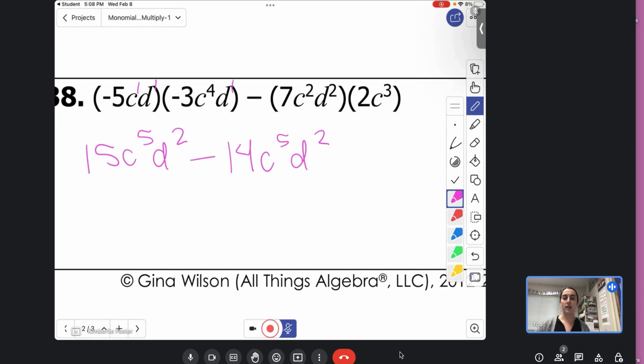Oh, would you look at that? I have like terms. If they're not like terms, I leave it like that. But these ones are. 15 minus 14 is 1. You can put the 1 there or not. C to the 5th, D squared.